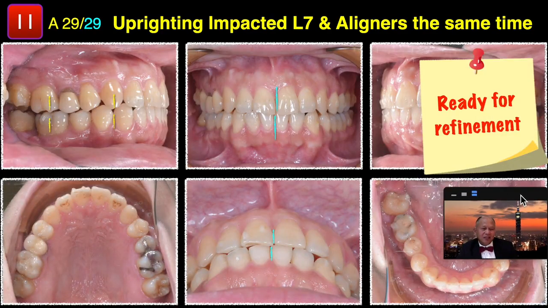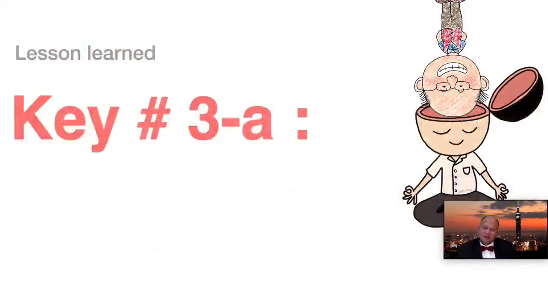And now it's ready for refinement because the second molar has already erupted. And how many aligners did we use? We only used 29. Just 29. We solved the anterior crowding and the arch problem. We solved the posterior. Lesson learned.